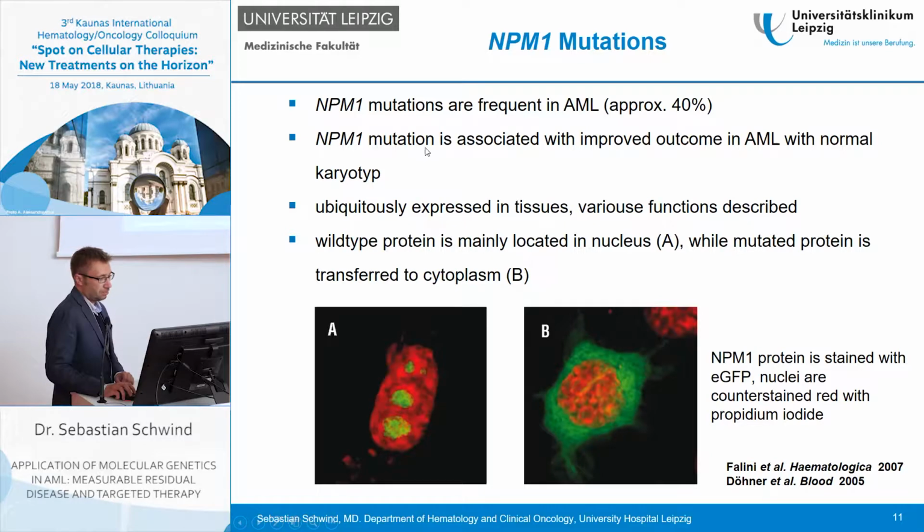Second, it's rather stable during disease course. So once you have the NPM1 mutations, you also have it during relapse, and you will not lose it during disease course. There's only a very, very few patients that lose this mutation during disease course. This protein is generally ubiquitously expressed in tissue. However, the function of it is not very well defined yet.